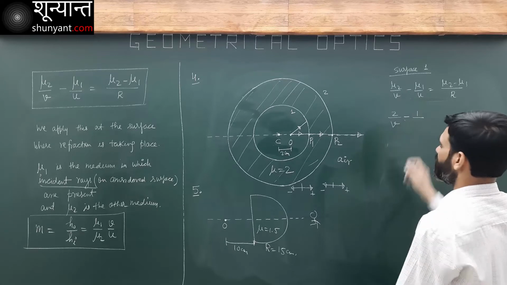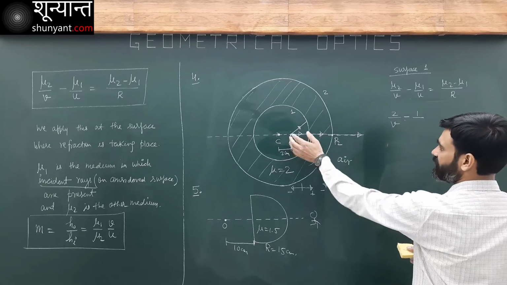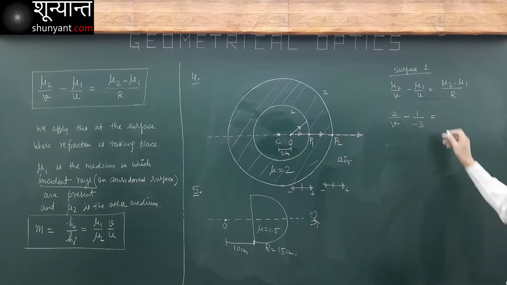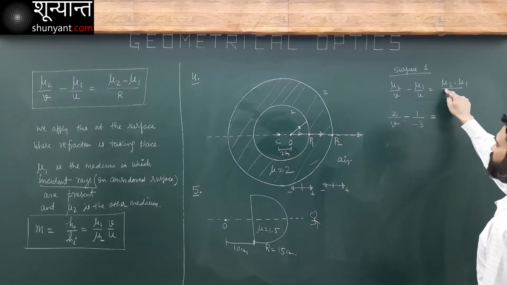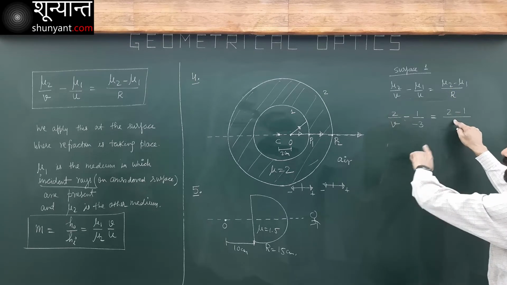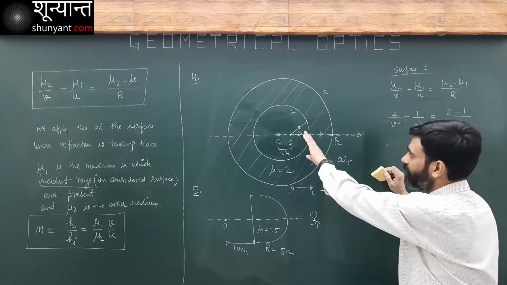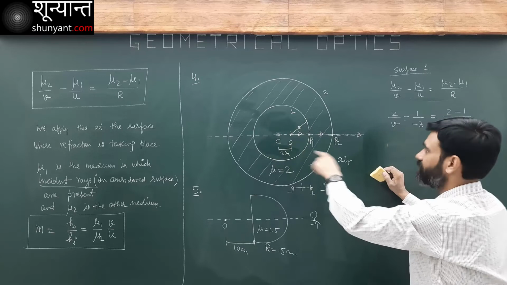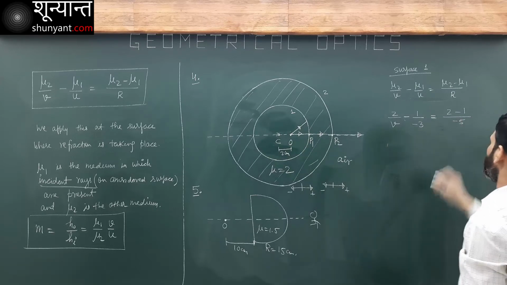Minus 1 over u. What is u? This distance is 3. It is negative. So minus 3 is equal to mu2. What is mu2? This is mu2. So 2 minus 1 over R. What is R? For this surface, R is here to the left. It is going to be negative. So minus 5.